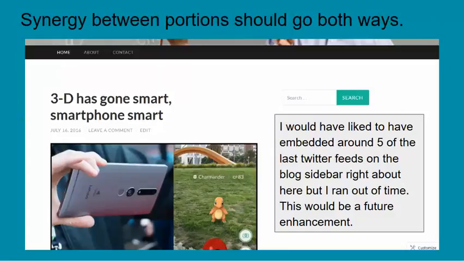This is a snapshot of the WordPress site. So this is one of the blogs that I put in there. I would have liked, as the verbiage says there, to put about 4 or 5 of the last Twitter feeds down the side. I did that before in the past, but ran out of time. If I knew how to do it exactly, I probably could have fit it in. But that would be the thought, that you have the WordPress in the Twitter, and the Twitter in the WordPress, so it goes back and forth, so you can easily go in between them.